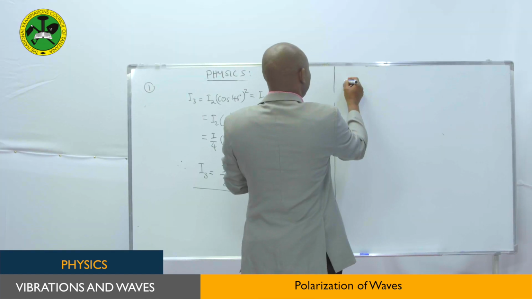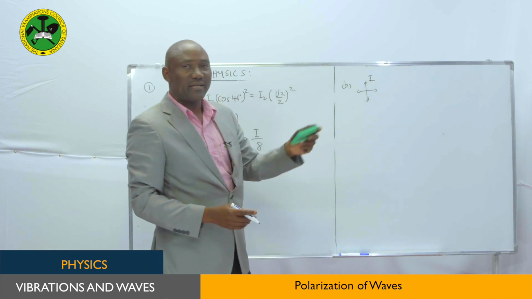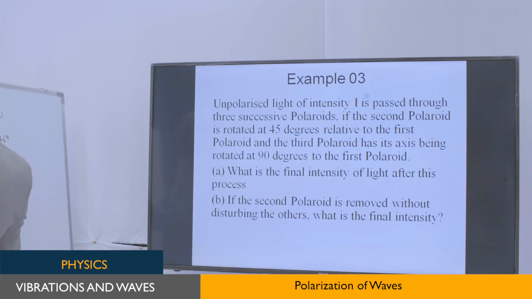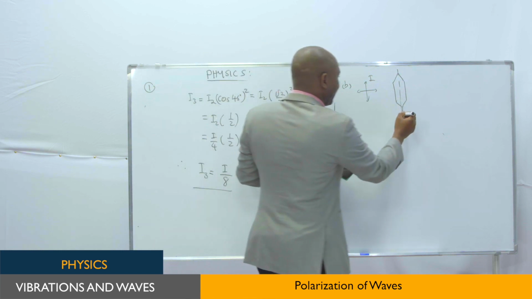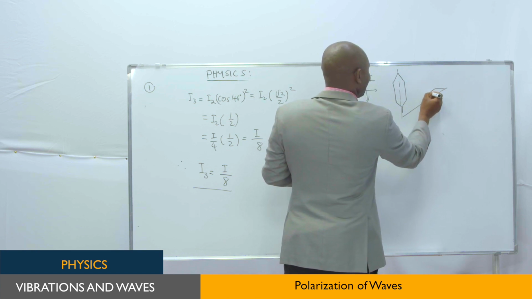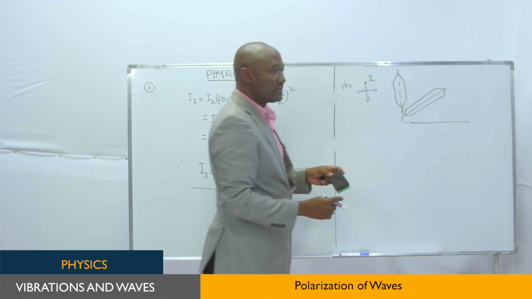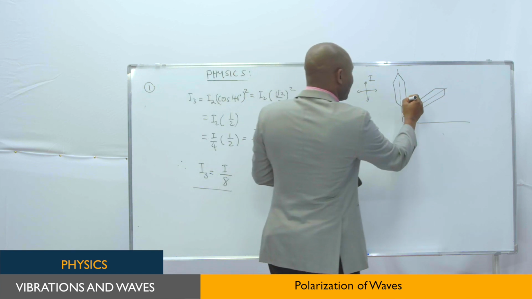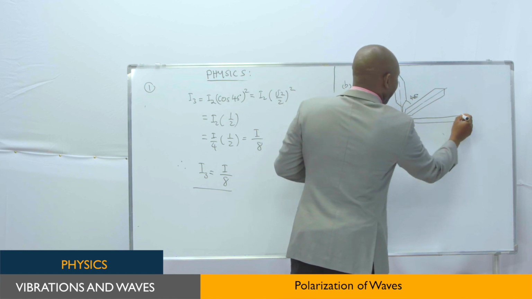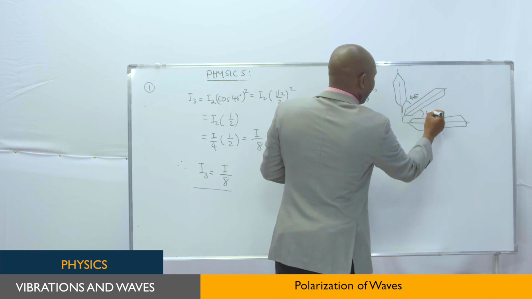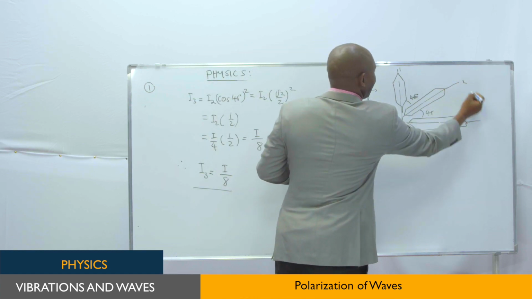See what this part B is talking about. This is A, B. In the first arrangement, we had unpolarized light, and we had the first polaroid here, which is vertical. And then the second polaroid was at 45. And the third one is at 90 with the first, so this angle here is 45, and this one is 45 again. Those are the transmission axes. This is the first one, this is the second, this is the third.